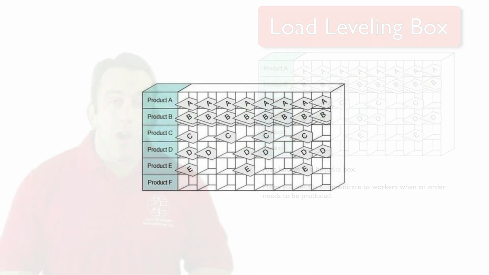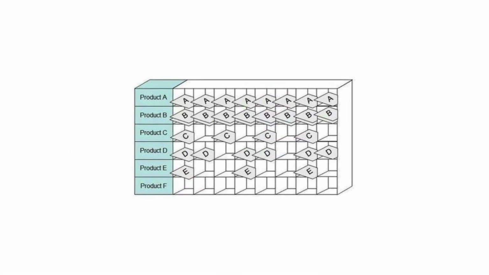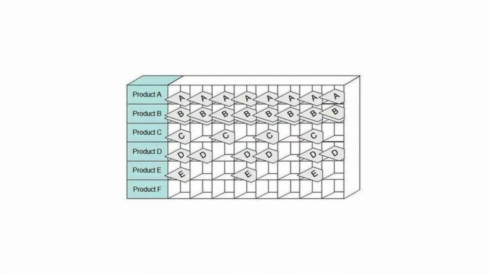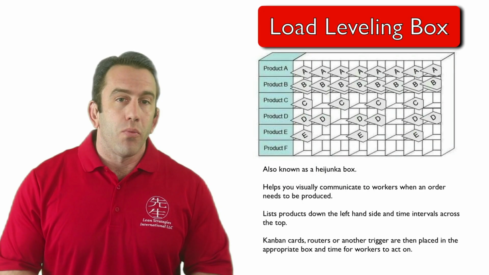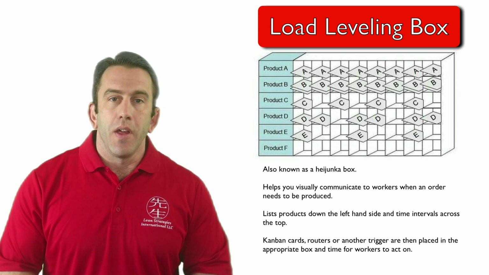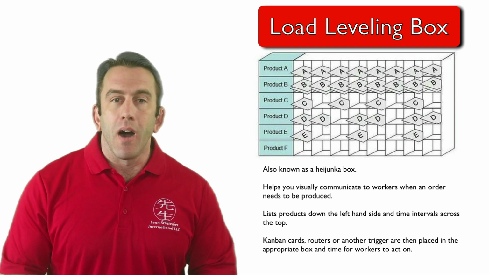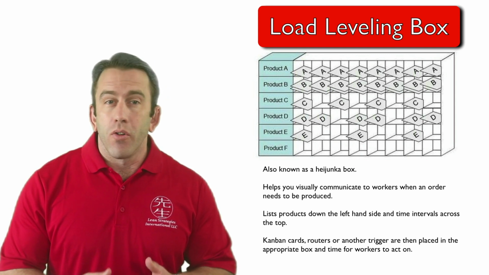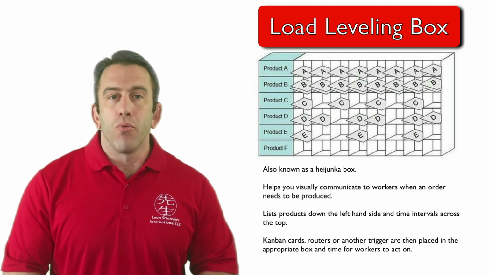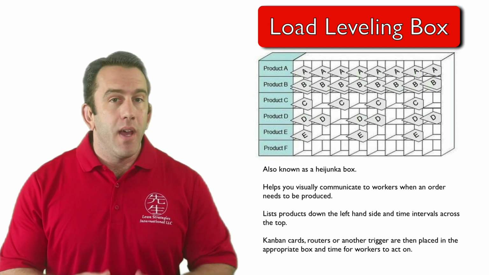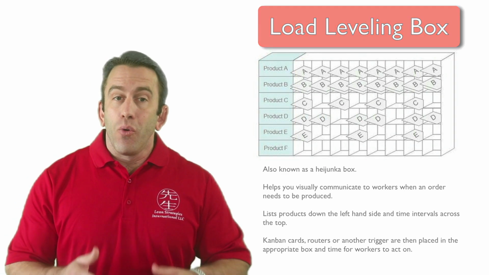The Heijunka box typically lists products down the left-hand side and time intervals across the top. Kanban cards, routers, or another trigger are then placed in the appropriate box and time for workers to act on. This helps workers to visually manage what needs to be done and when. And that's it, a load leveling box that will help you level your production floor. We'll see you in the next module.